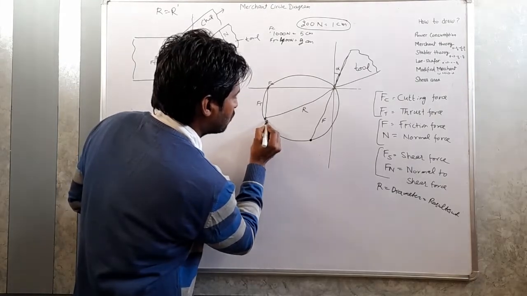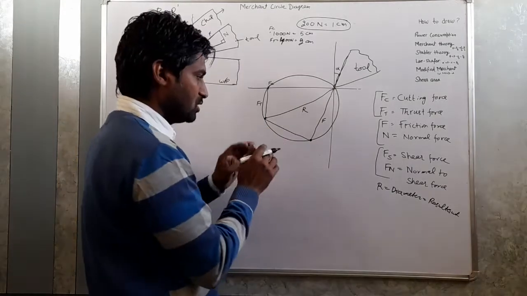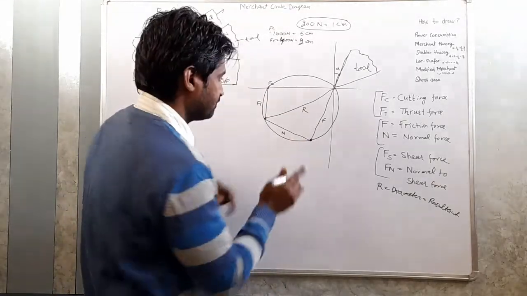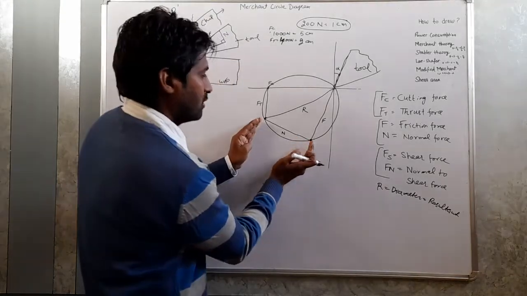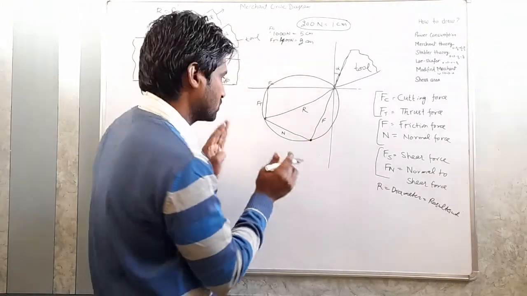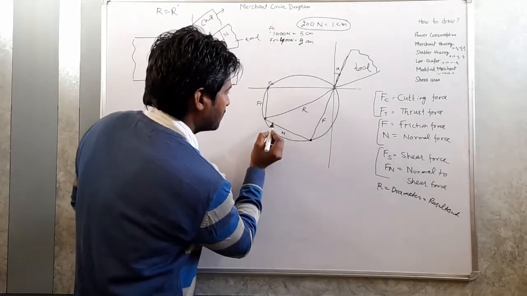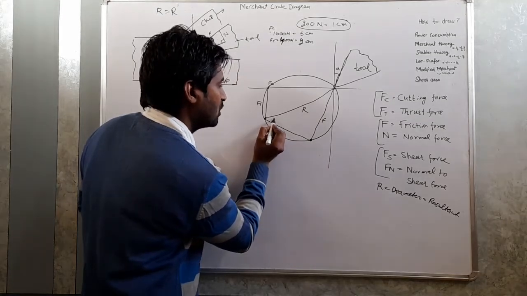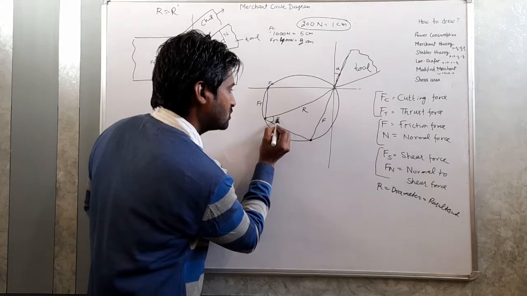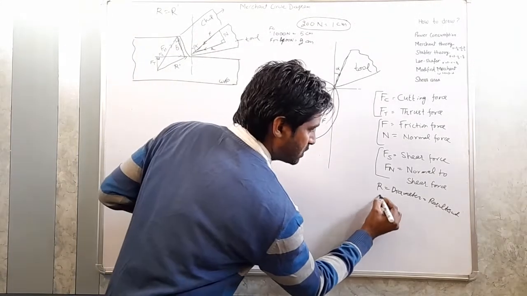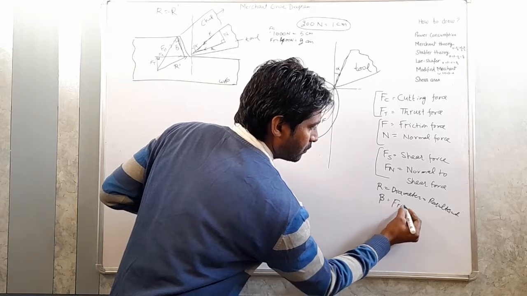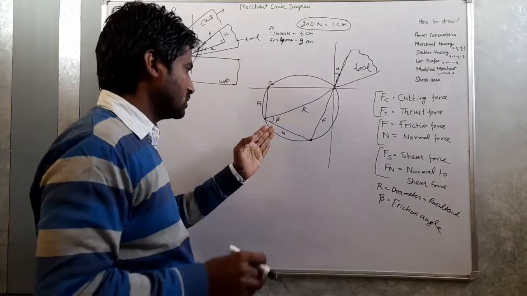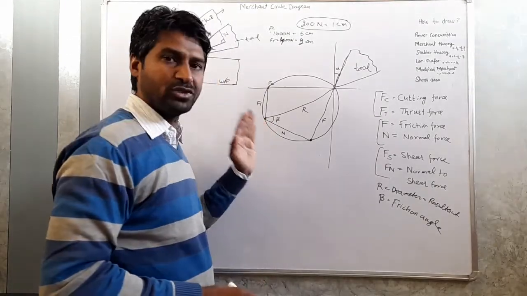Now draw a line from this point to this point. What will this give? This will give the value of N, that is normal to the friction force. Now measure this length, and this will be the value of the normal force. The angle between this resultant and this normal force will be the friction angle. Let's call it beta. Beta is the friction angle. We will use this beta to calculate the coefficient of friction.